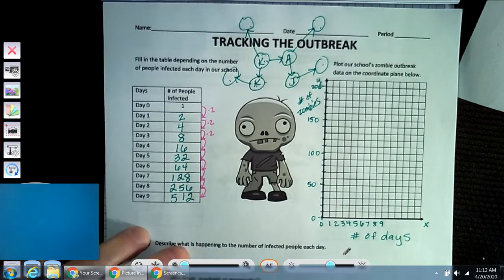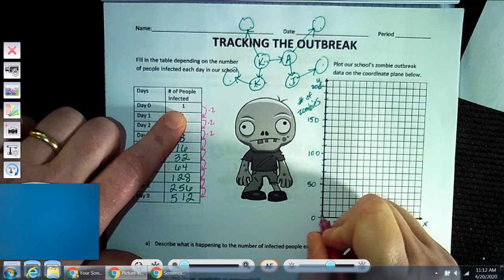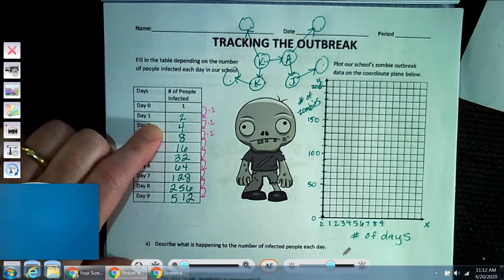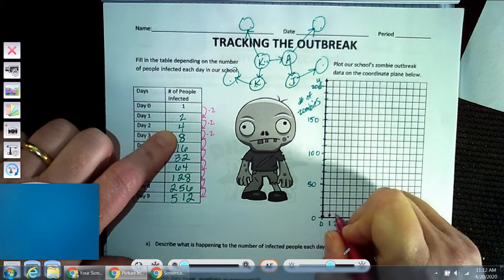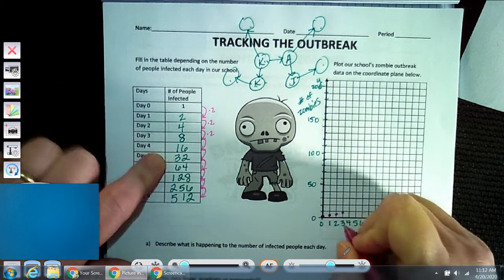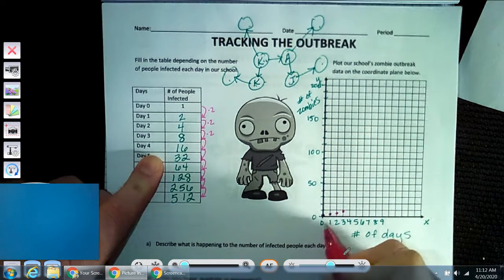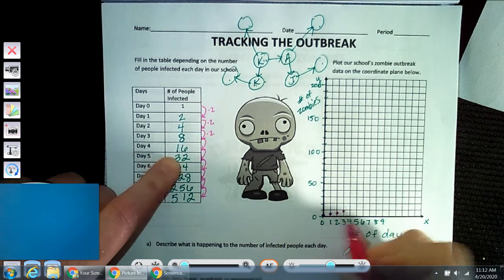But I'm going to go ahead and plot these points. Day 0, I had 1 person infected, and that point's going to be way down here. Day 1, I had 2 people. Day 2, we had 4. Day 3, we had 8. So far, it's just barely creeping up. It doesn't really look like we have much of a problem. But look what happens here now.